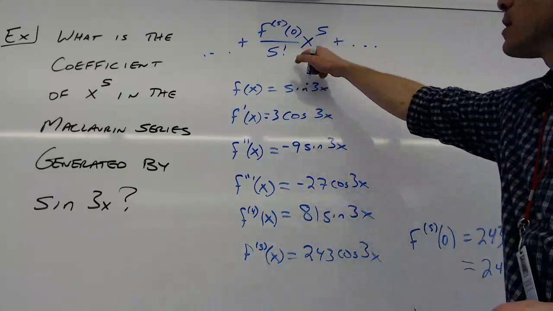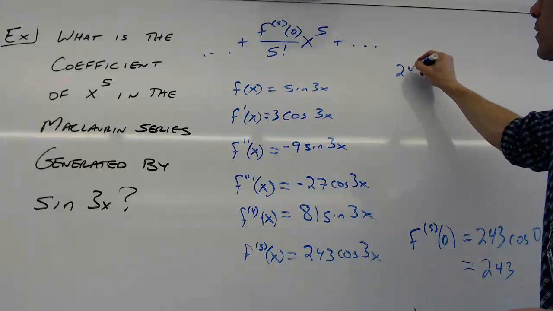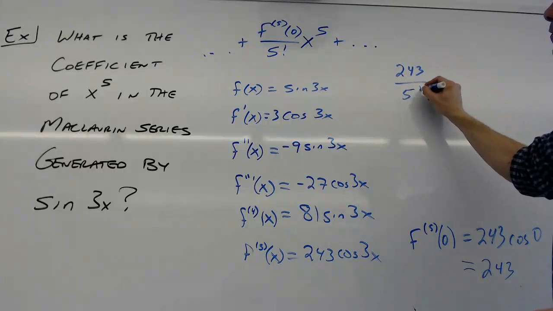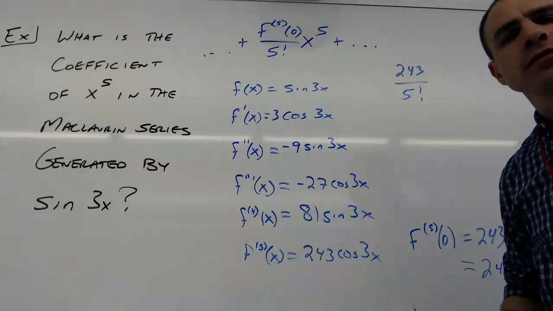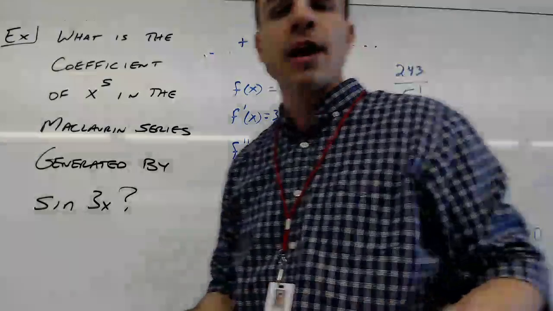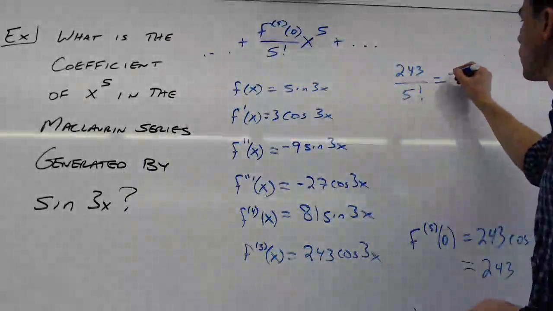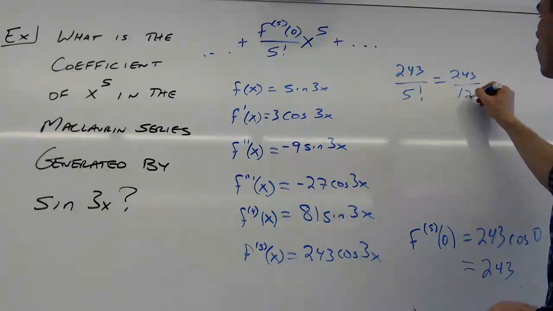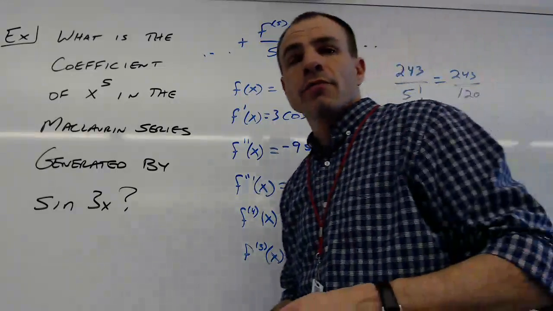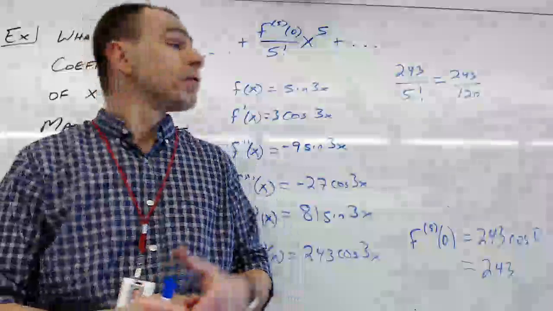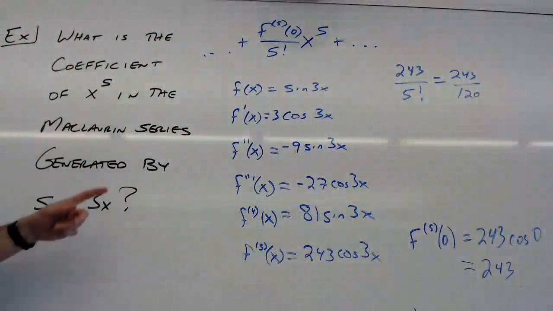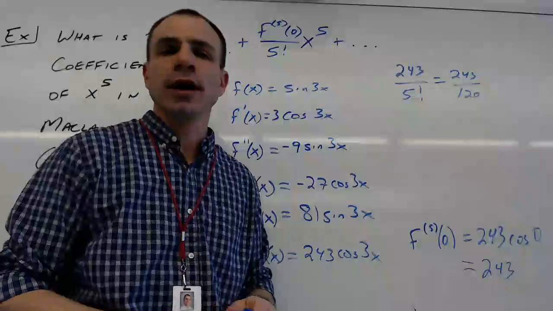Heading back up here, our coefficient will be the fifth derivative, 243, over 5 factorial. And 5 factorial is 4 factorial times 5. 24 times 5 is 120. So we could also write this as 243 over 120. And we have our coefficient for the x to the fifth term in our Maclaurin series generated by the sine of 3x.